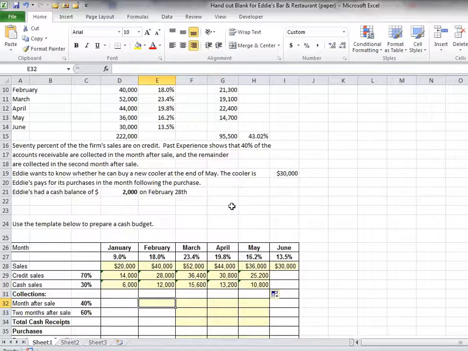So we collect 40% of our loot the month after the sale. So we collect 40% of our credit sales, not our sales or not our cash sales. We already got our cash sales. Not all of our sales, because some of our sales are in cash. We're collecting 40% of this number here, what we sold on credit.